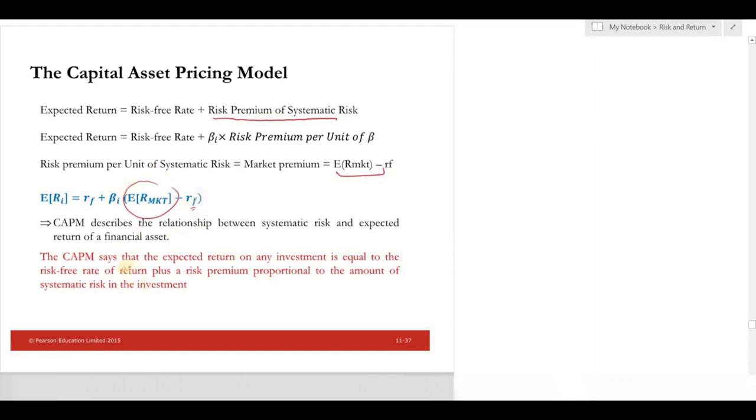So what does CAPM say? It says that the expected return on any investment in equity is equal to the risk-free rate of return plus a risk premium proportional to the amount of systematic risk. So this is a risk premium proportional to this systematic risk. Okay, if beta is equal to 1, it means this market and this security have equal risk, and if it is more than 1, it means it is more risky than the market.